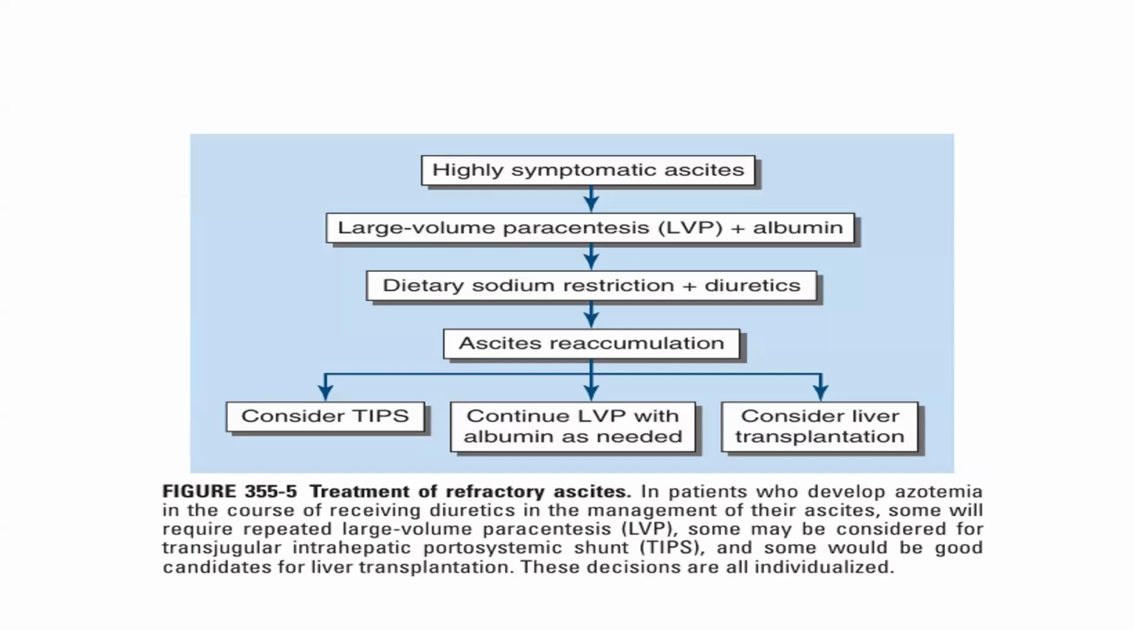So if I want to summarize, if the patient is highly symptomatic, then we need to go for large volume paracentesis with albumin. We can prescribe diuretics. We can go for dietary sodium restriction. If the ascites is still reaccumulating, then the other options are TIPS, large volume paracentesis, and albumin. And the last option is liver transplantation.